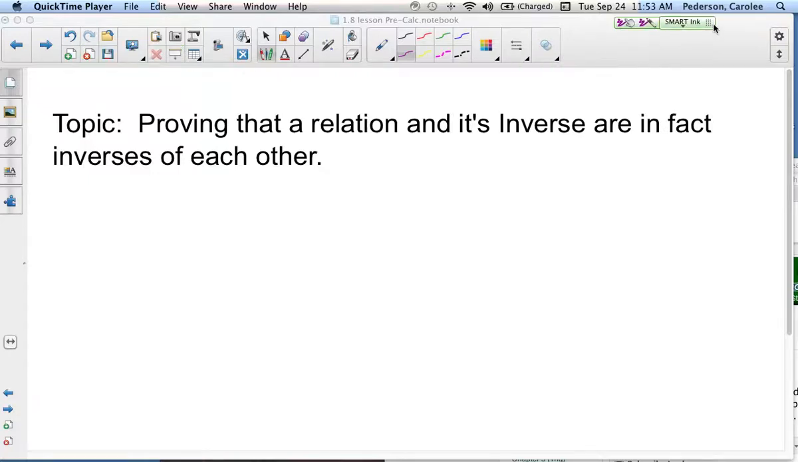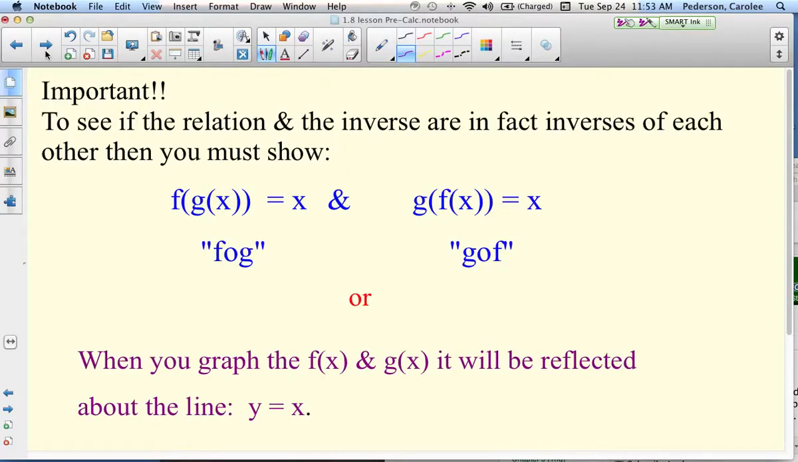This video focuses on proving that a relation and its inverse are in fact inverses of each other. Very important for you to understand. We've learned how to do composites already. If your f of g of x and g of f of x both give you a value of x, then they're considered inverses of each other.